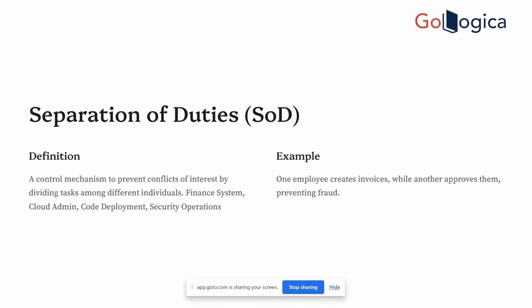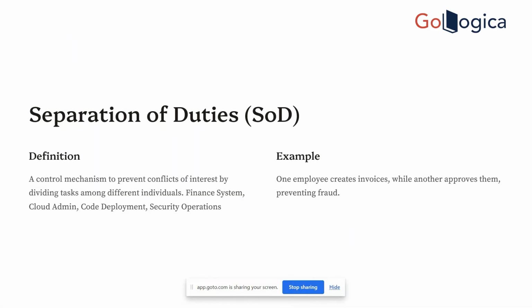We are bound with certain kinds of duties, but we can figure out which person is going to do what kind of activity. SOD means a control mechanism to prevent conflict of interest by dividing tasks among different individuals, like in finance systems, your cloud admin, your code deployment and the security operation. How is it going to work? One employee creates an invoice while another approves it, preventing fraud.